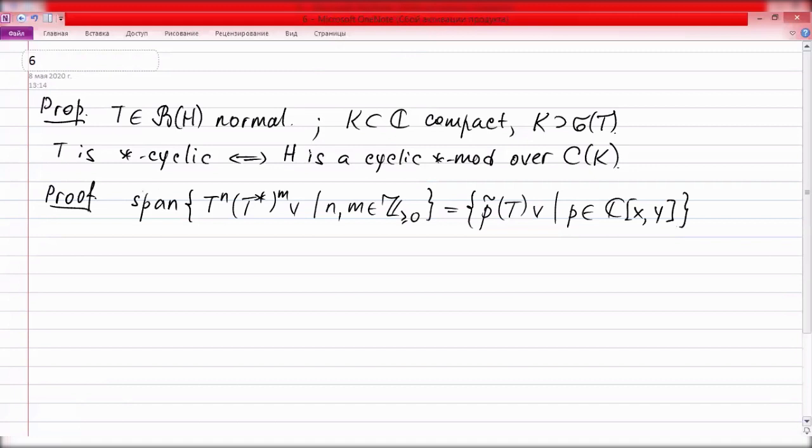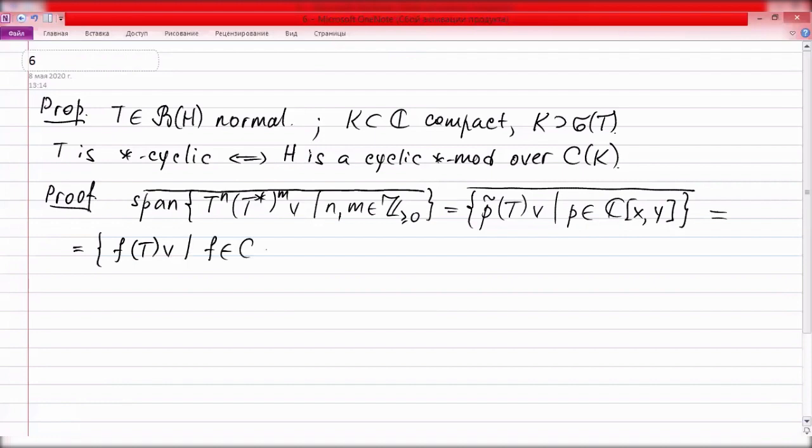Well, now, if we take the closures of these subspaces, and again apply the Weierstrass theorem, which implies that the restrictions of such polynomials P tilde to K are dense in C(K), then we get the following equality. But this is nothing but the cyclic submodule of H generated by V. And this completes the proof. So we see that V is a star cyclic vector for T if and only if V is a cyclic vector for H over C(K).